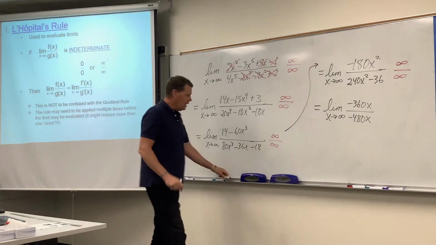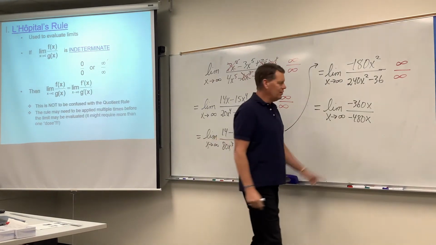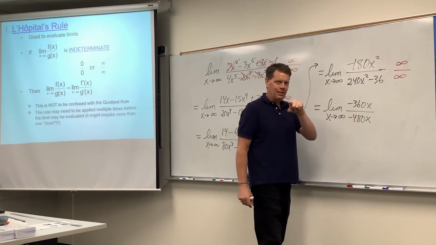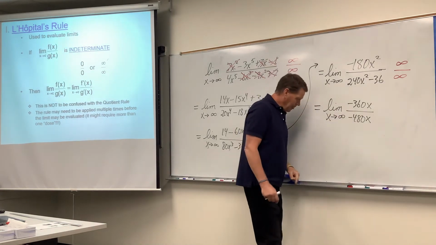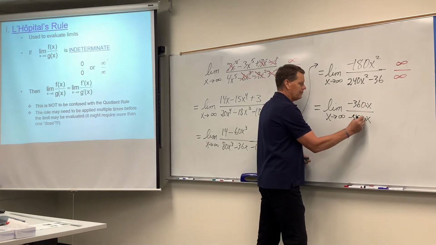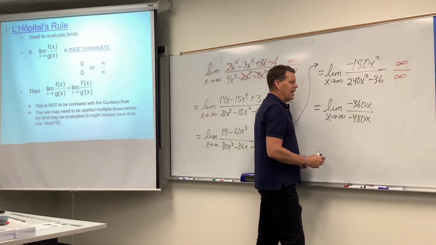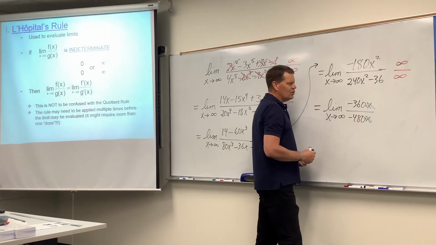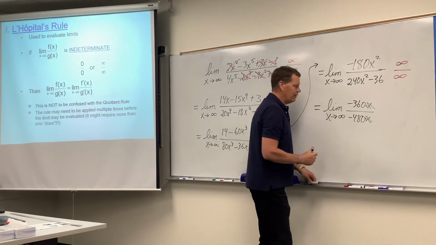Wow. Okay. Hey doc, I'm feeling indeterminate. Infinity over infinity. Wait a minute. Cut them off. You know what? In this last one, we can do some canceling. Those x's cancel. Do algebra to the expression if you possibly can. This is just the number negative 360 over negative 480.